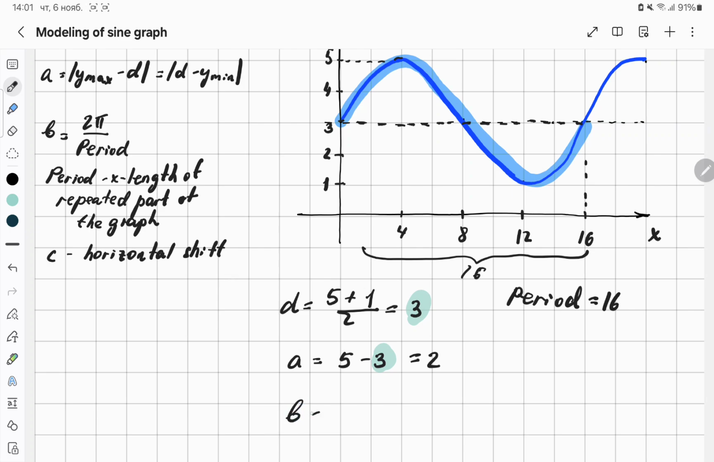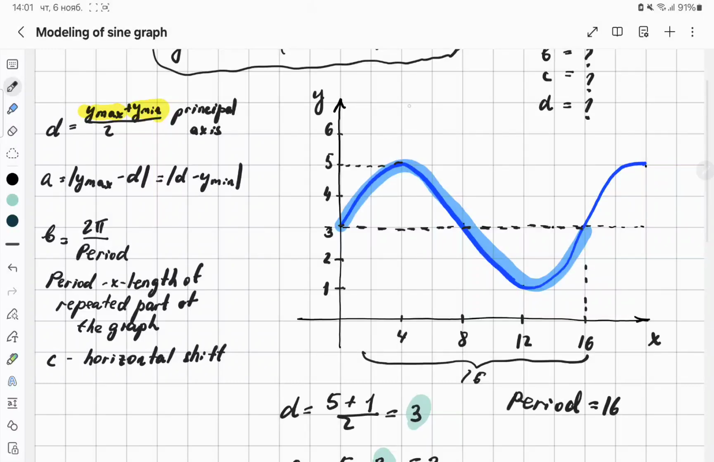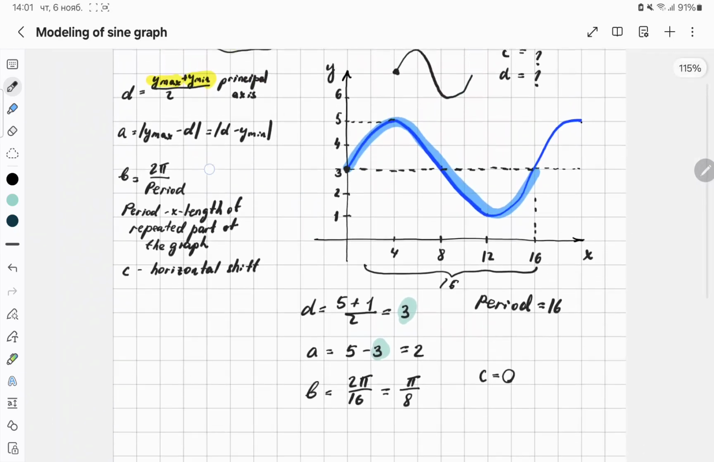And now b will be equal to 2 pi over 16. After simplification, it's pi over 8. So b is pi over 8. And there is no horizontal shift because the sine graph looks like this, and the starting point is already here. There is no horizontal shift. That's why c is equal to 0. Okay, that's how we get the formula.